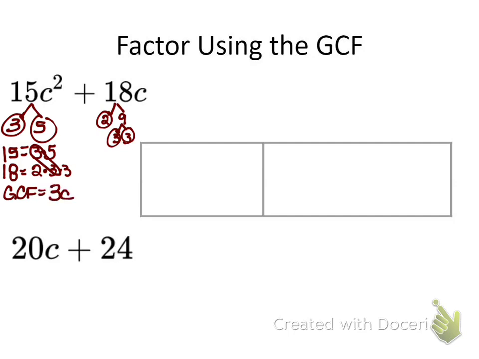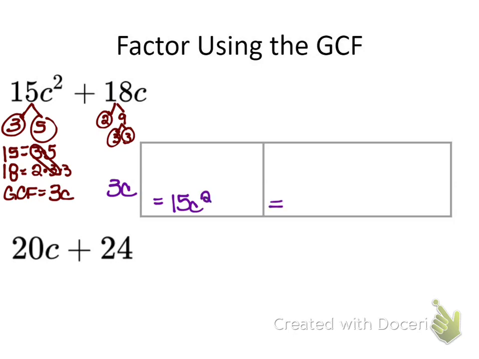Now, where does this greatest common factor then go on my area model? I think it's the height. It is the height. So I'm going to put that as my height, 3c. Now, what else do I know about my area model? It has a 20c and a 24. So we have nothing to do with that 20c and that 24 right now. No. We're only working with the 15c squared and 18c. So that's the area, good. So 15c squared on the first row, okay. The second?